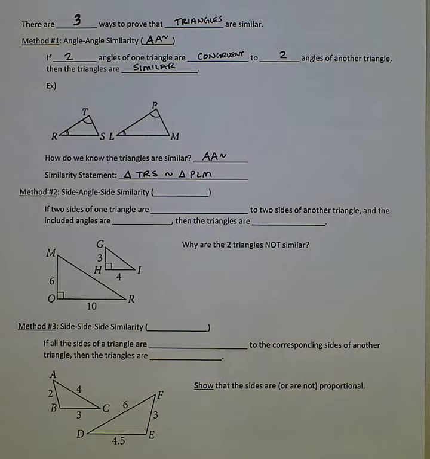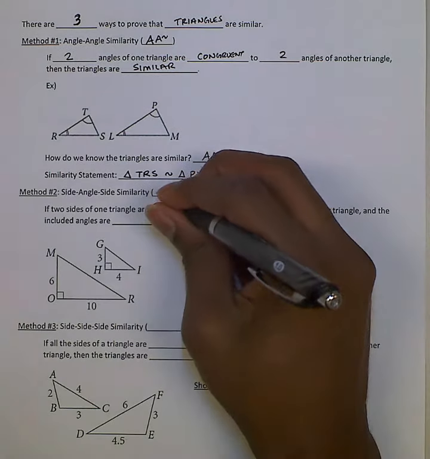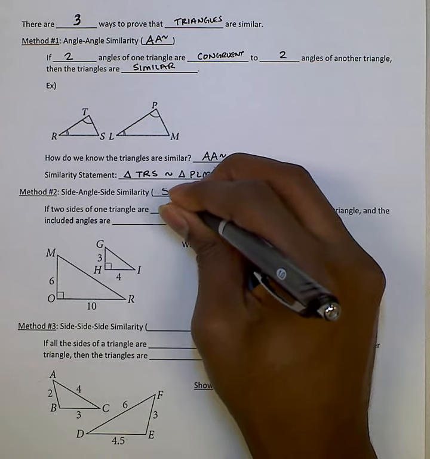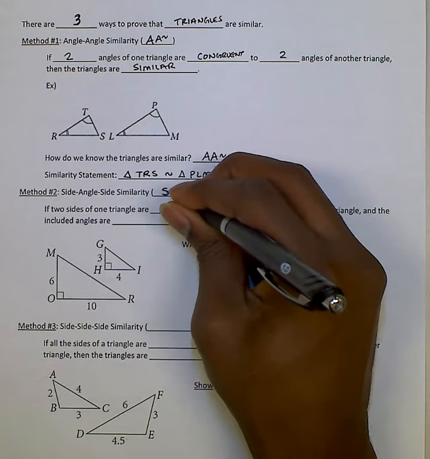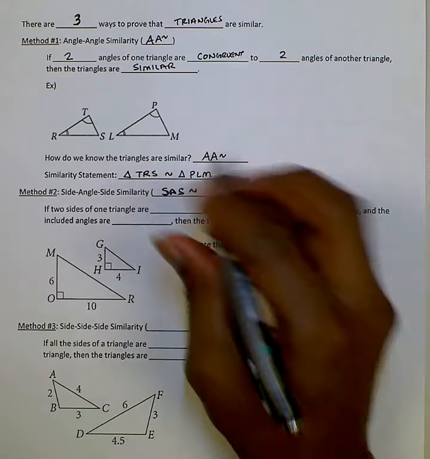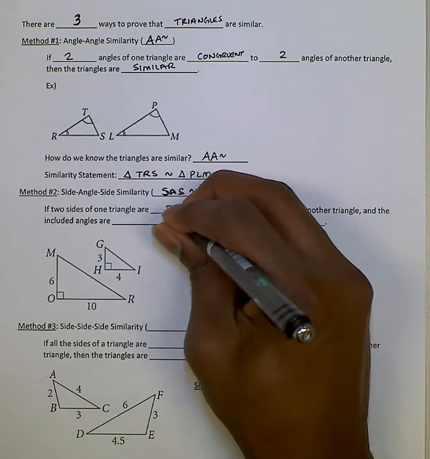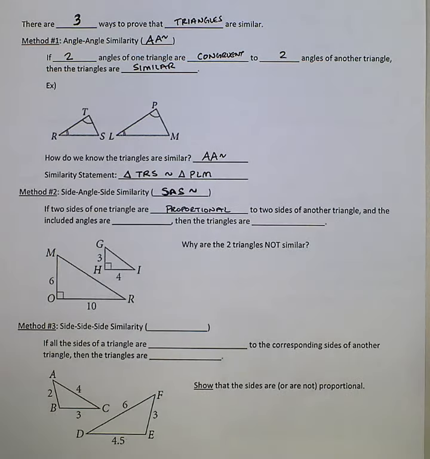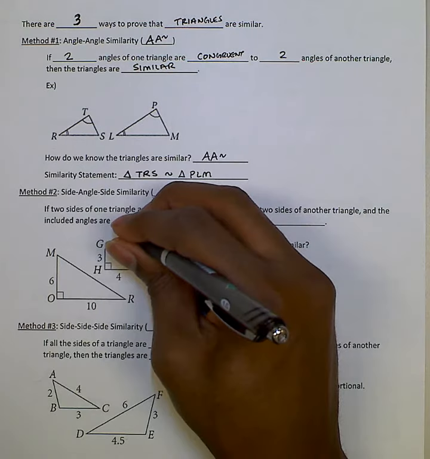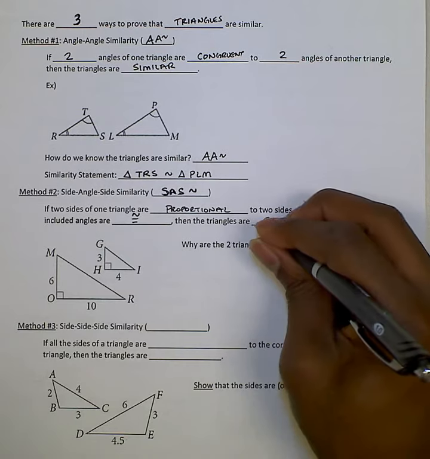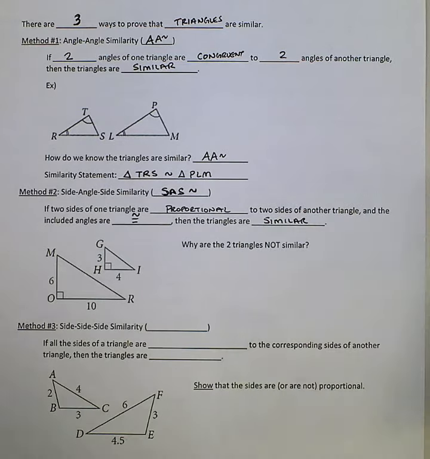The second method for triangle similarity is the side-angle-side similarity. Now notice I put the similarity sign there, because if I just said side-angle-side, that was our congruence postulate. We have to differentiate a little bit. So if two sides of a triangle are proportional to two sides of another triangle and the included angles are congruent, then the triangles are similar. Remember, sides need to be proportional, angles need to be the same.